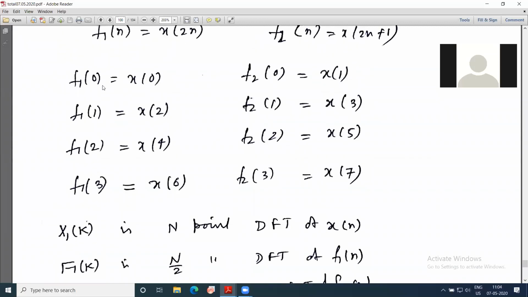What is F1 of 0? X of 0. So what will V11 of 0 be? X of 0. Now what will V11 of 1 be? F1 of 1.